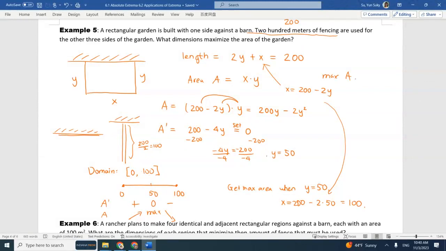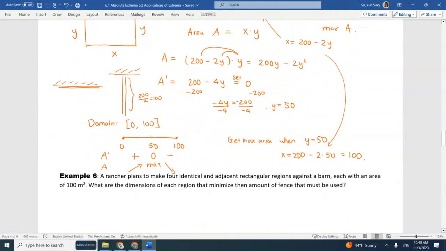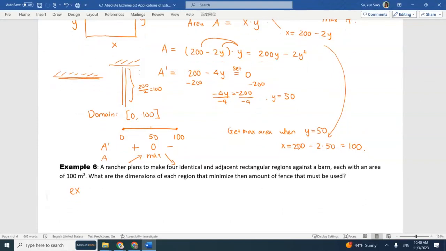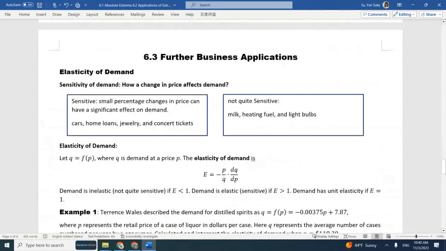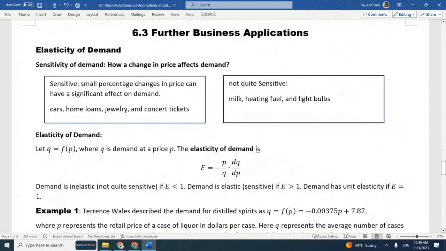Okay. Because today we're behind schedule, could you do example 6 at home? I have the solution on the website. Try example 6 at home and then look at the solution on the website. If you have questions, come to see me. Okay, so 6.3. Today we should start 6.4, but at least I want to talk about 6.3. So, further business applications.